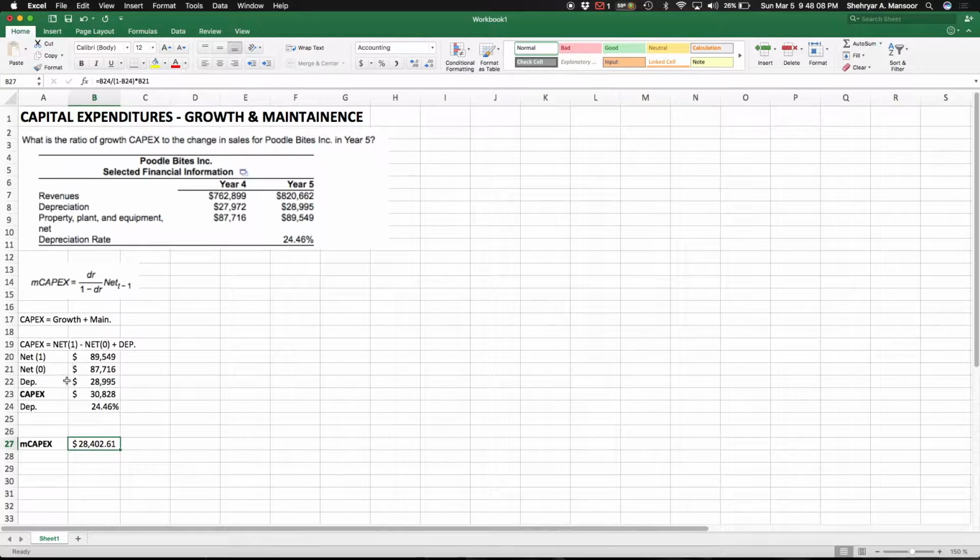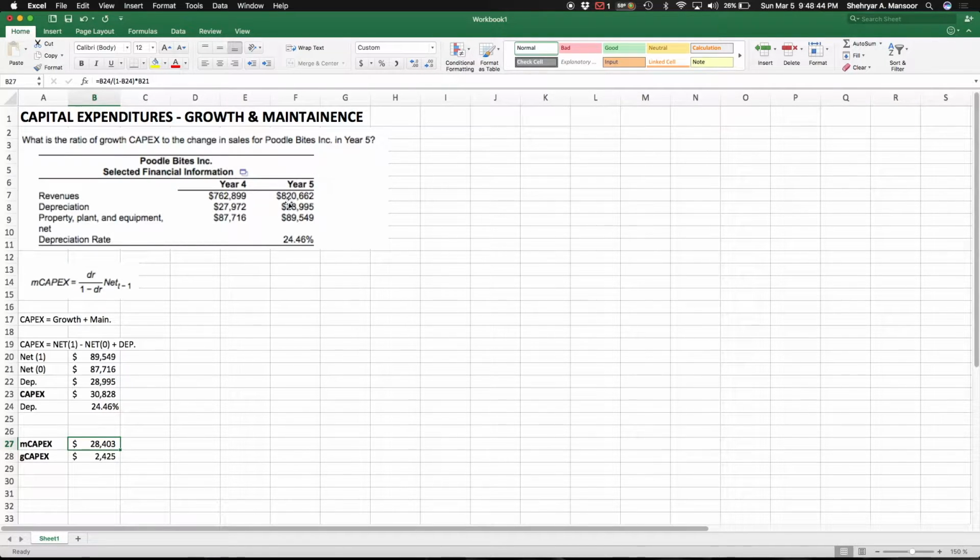So now that's basically the process you had to follow. And simply enough, you can see that if you wanted to find the amount of growth capex, well, you could simply do the total amount of capex minus the maintenance capex, and that would give you the growth. So if you want to do growth capex, what you can simply do is 30,828 minus 28,402, and you get this amount.